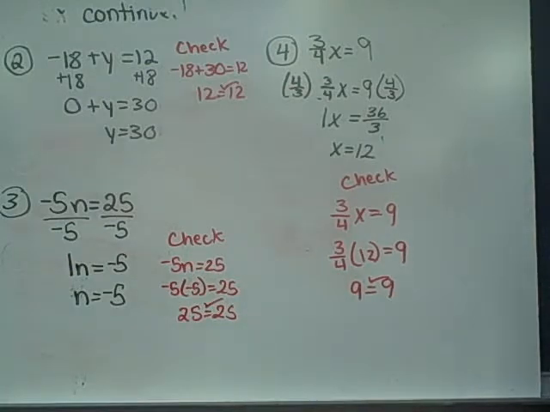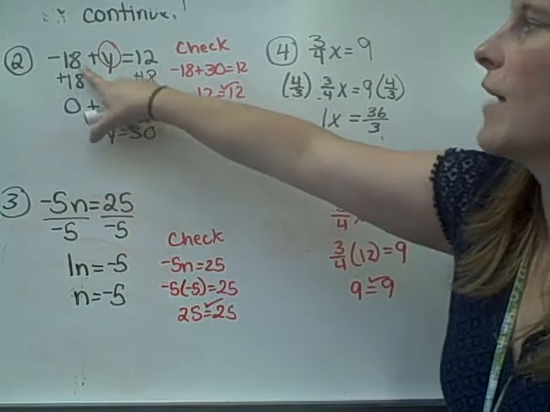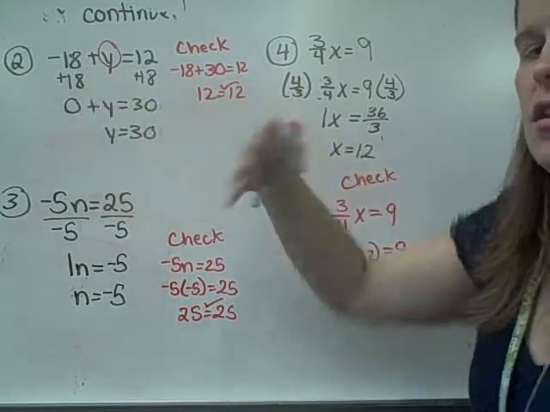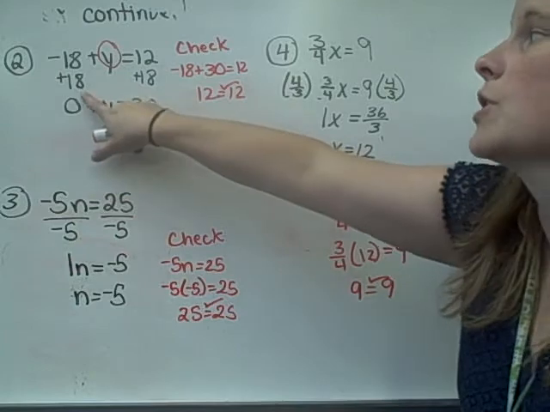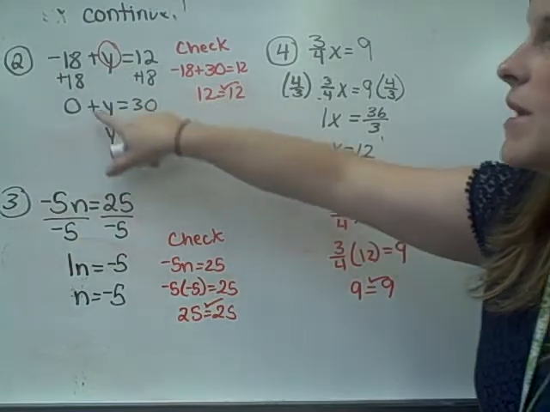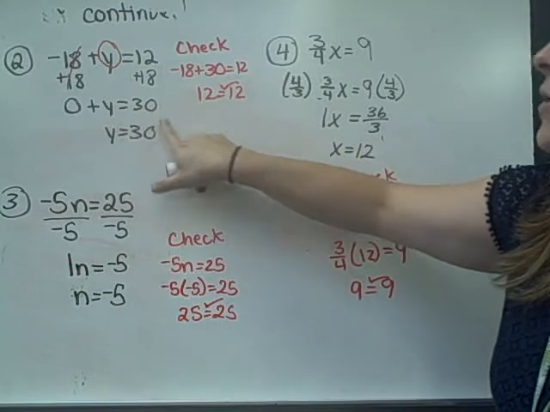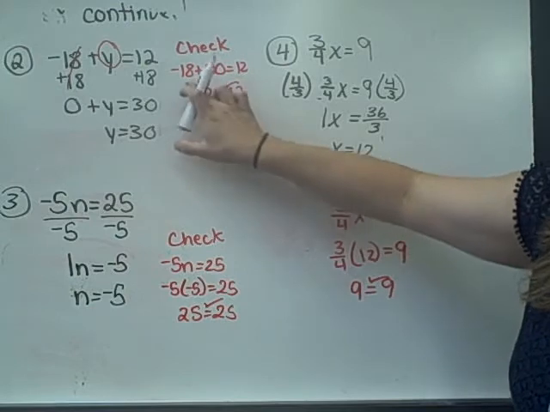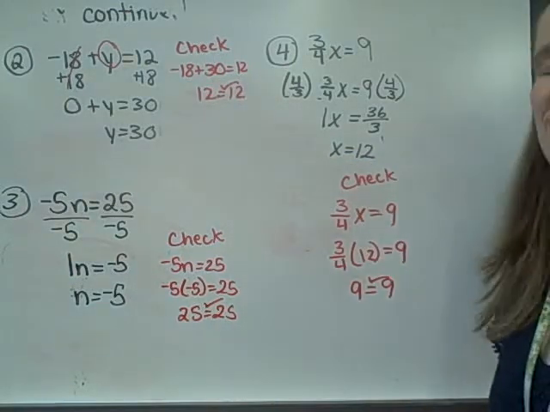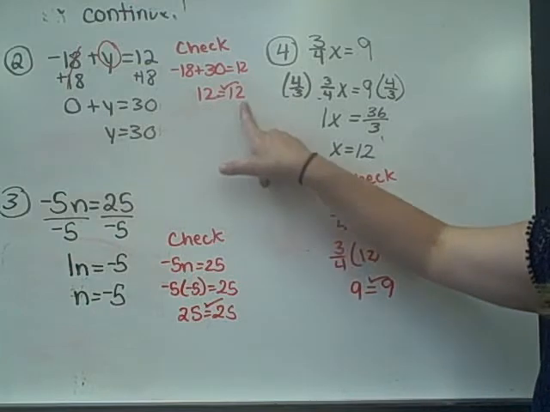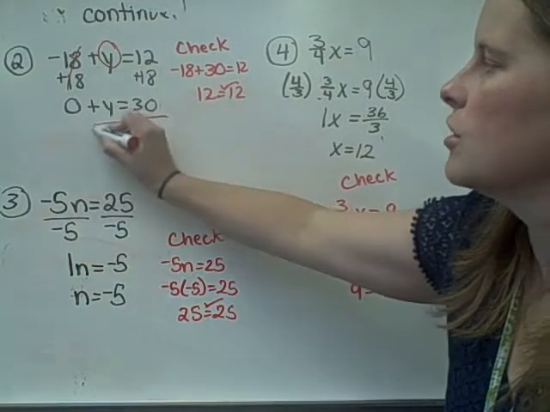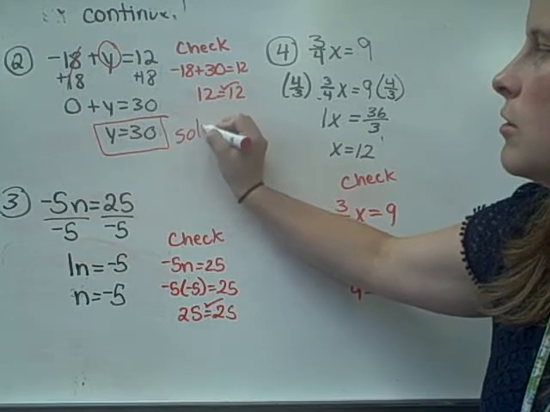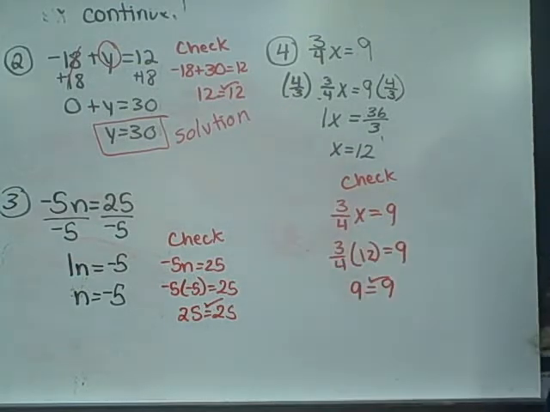Examples continued. We have negative 18 plus y equals 12. So again, we're trying to get the y alone. So I have to get rid of the 18. This is a negative 18. The opposite of a negative is a positive. So we're going to add 18 to both sides to make that equal 0. y would equal 30. If you want to check, just plug 30 back in for y. Negative 18 plus 30 equals 12. Is that a true statement? Yes, it is. 12 would equal 12. Therefore, your solution of y equals 30 is correct.